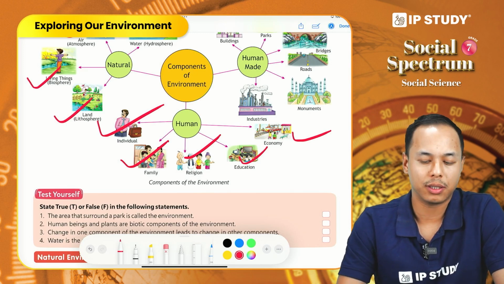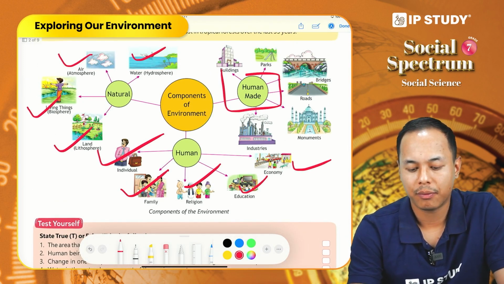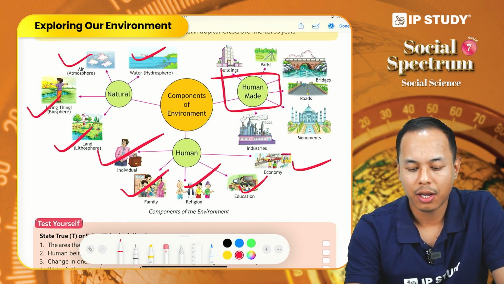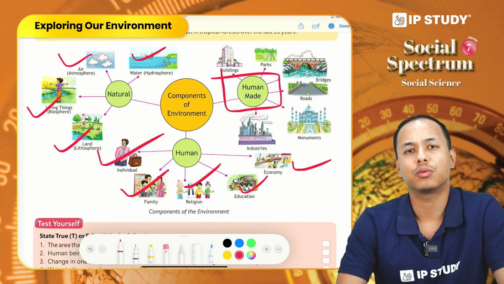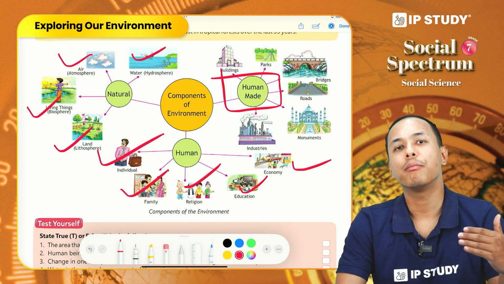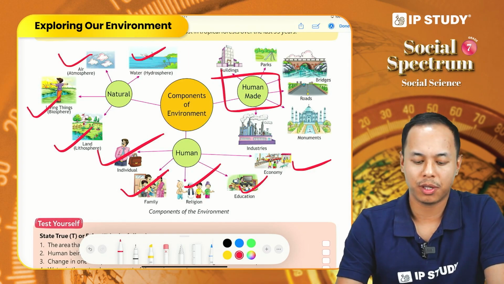This comes under human. On the other hand, human made, all the creations of humans, right? Like buildings, parks, bridges, roads, monuments. So these are all created or built by humans. So they come under human made environment.